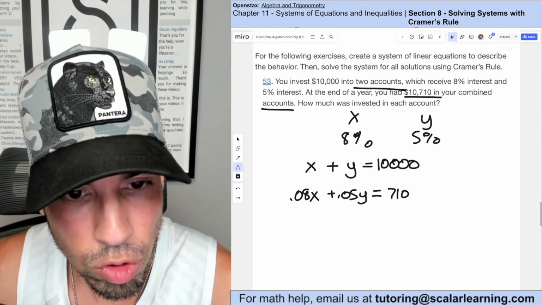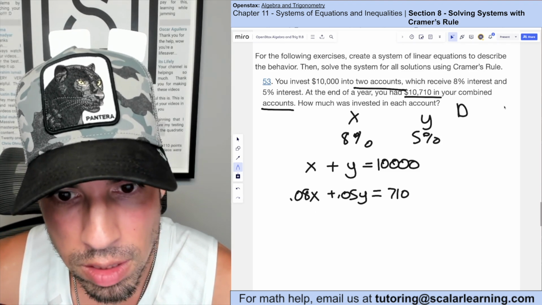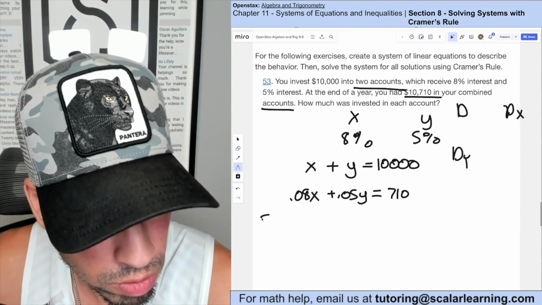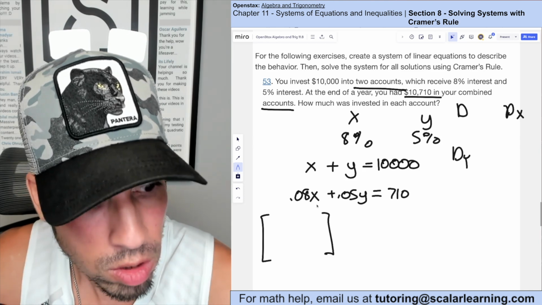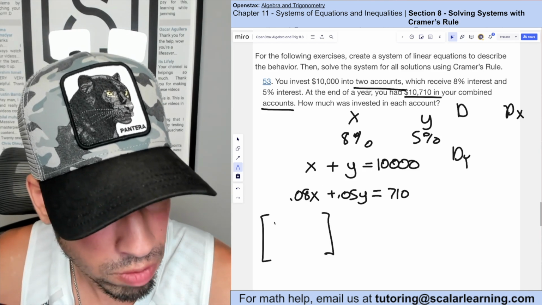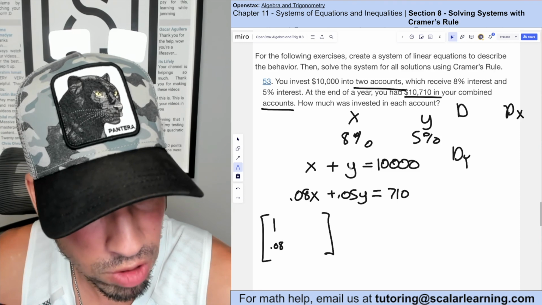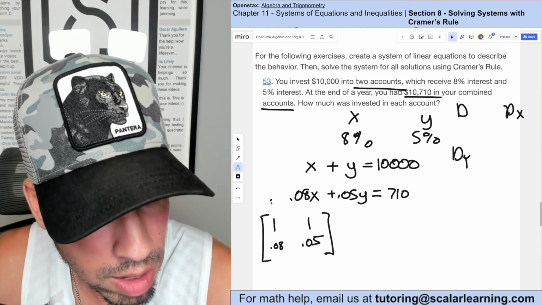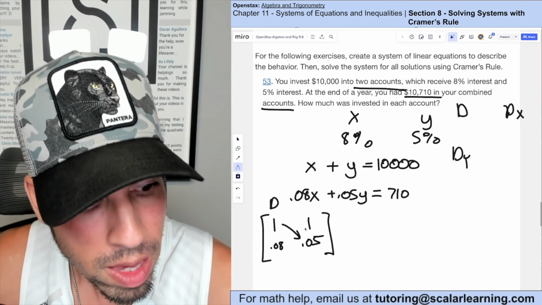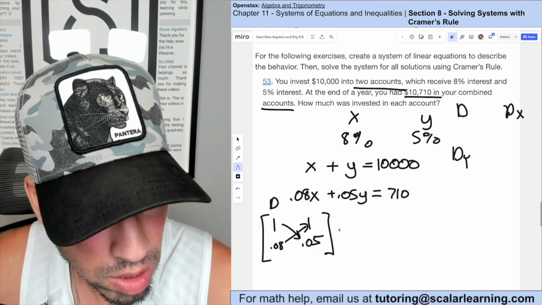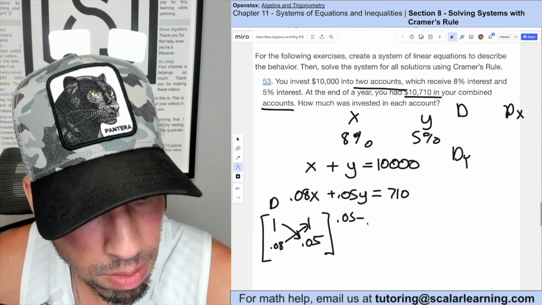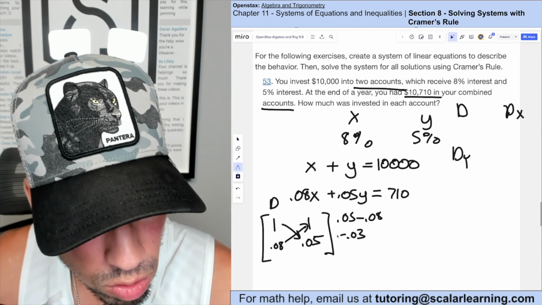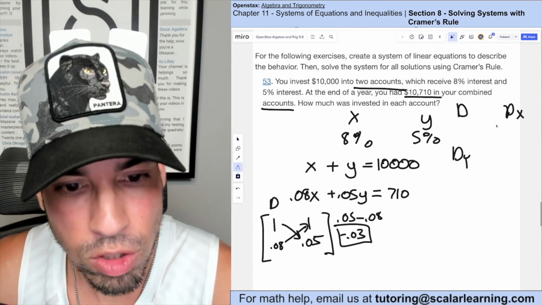All right, now let's use Cramer's rule. Let's solve for d, dx, and dy to get our solution. So first let's solve for d. So we're going to set up a nice little 2x2 matrix with these coefficients. So 1 and 0.08 coefficients of the x's, 1 and 0.05 coefficients of the y's. And then we're going to multiply minus that product. So that's 0.05 minus 0.08, which is negative 0.03. So there's our d.